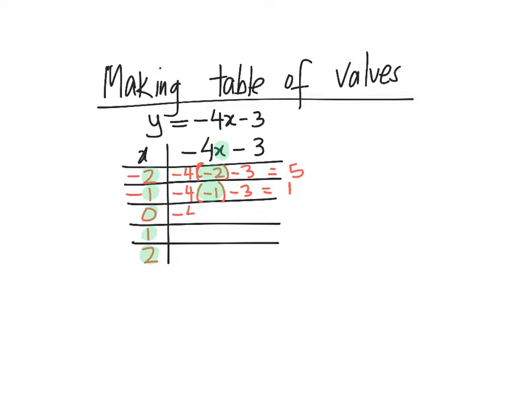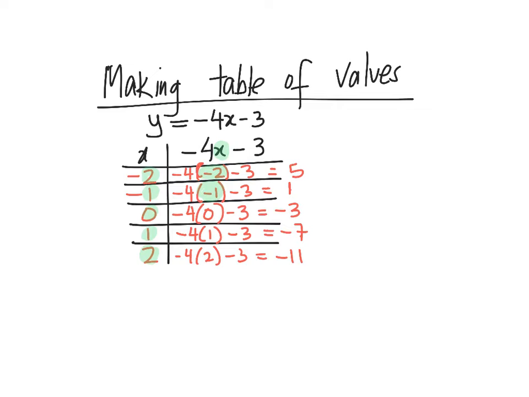This will be negative 4 times 0 minus 3, which is going to be negative 3. Next one will be negative 4 times 1 minus 3, which will be negative 7. And then we have negative 4 times 2 minus 3, which is negative 8, minus 3 is negative 11. So this becomes your table of values.